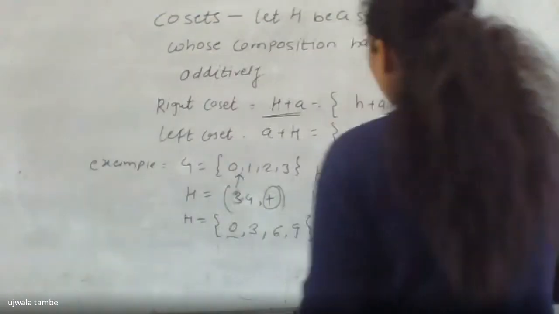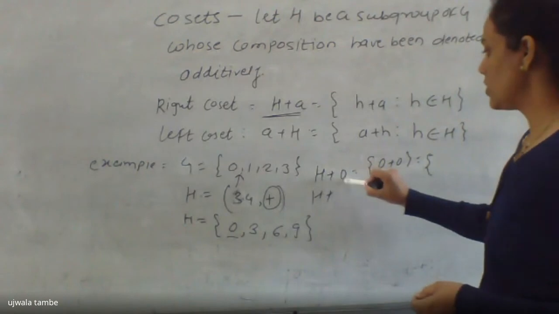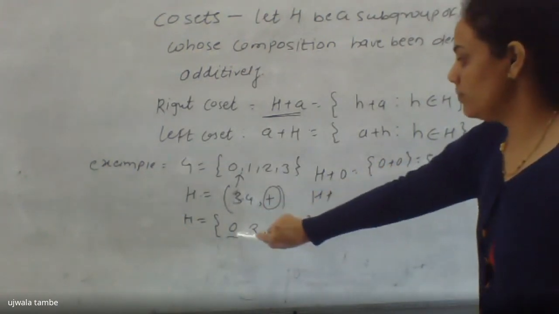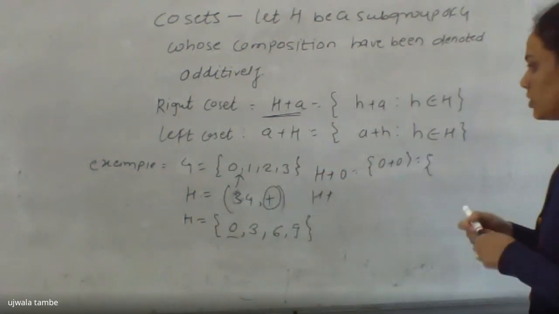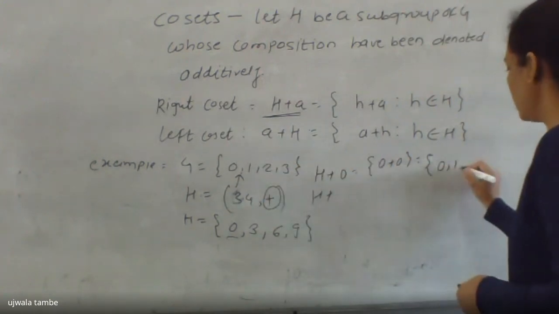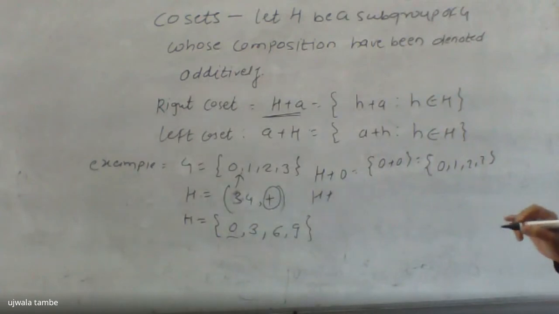Okay. So we have to perform the addition operation here. So for H plus 0, the result will be: we have to add 0 to each element of set G. So the set becomes 0 plus 0, 0, 0 plus 1, 1, 2 and 3. Right? This is for H plus 0.